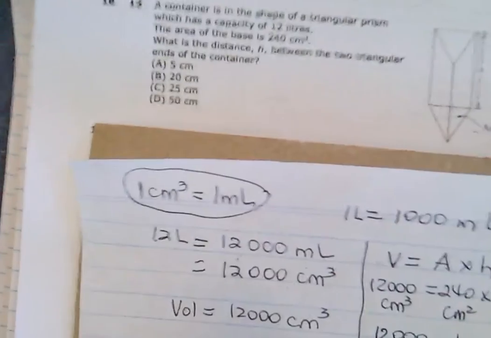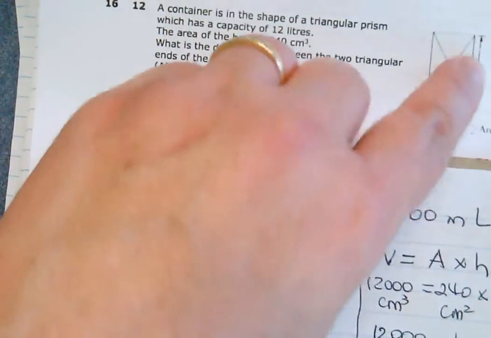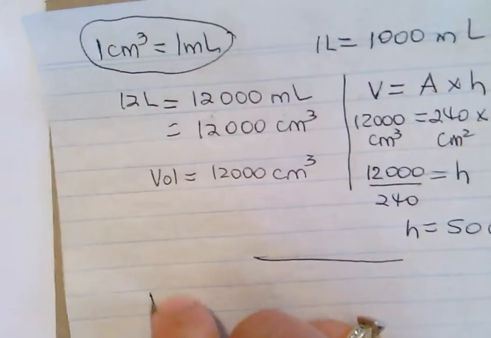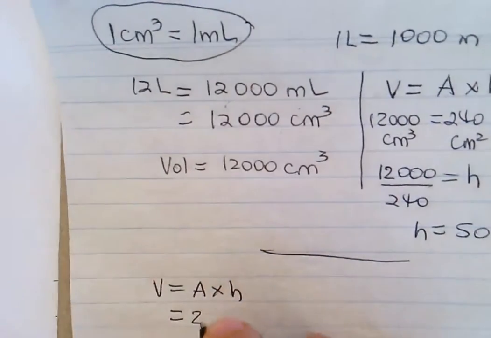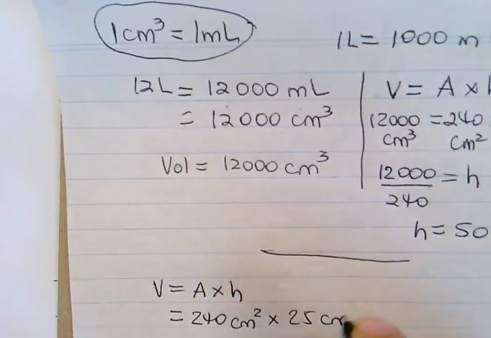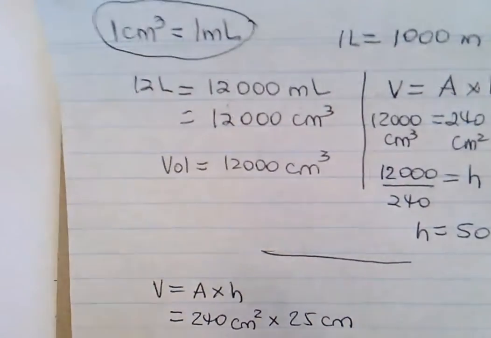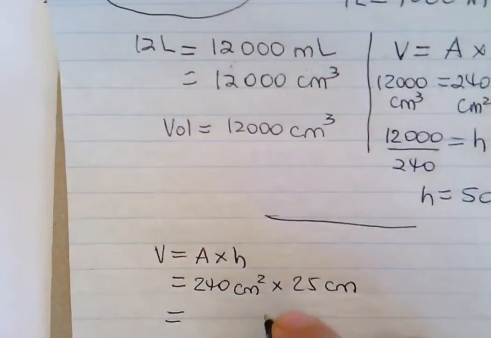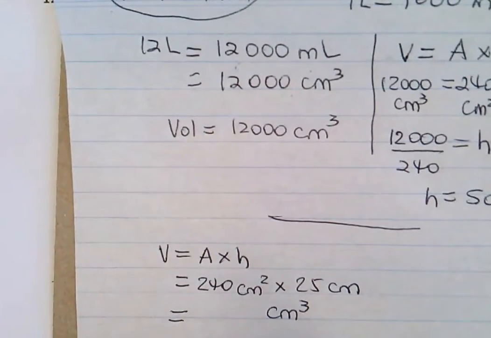So let's say the 4 choices are 5, 20, 25 and 50 for that height. So you know that volume is area of the cross-section times the height. The cross-section was 240 centimetres squared. Let's say we're trying 25 centimetres for the height, one of the middle ones. 240 times 25, anyone know? Please. 240 times 25, what do you get?